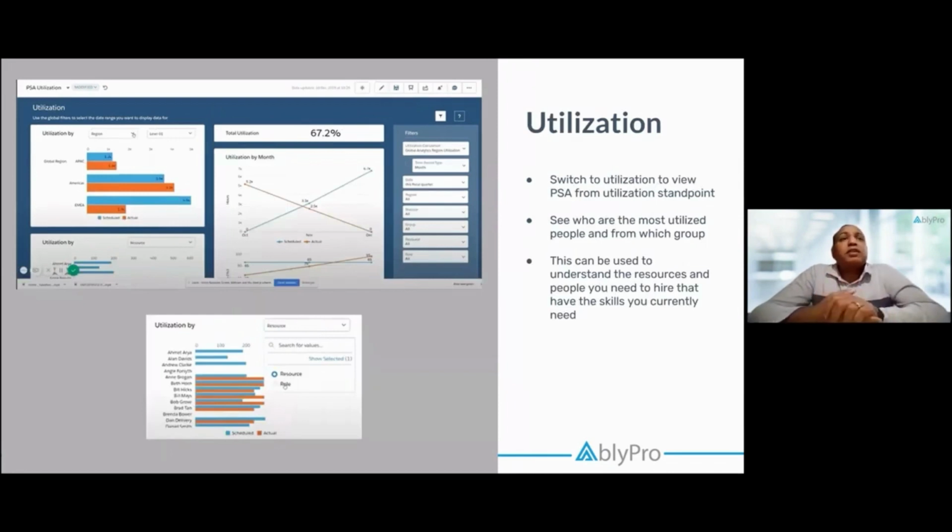Similarly, it's a utilization KPI, right? So you can see utilization based on regions, which regions are actually utilizing more resources than scheduled, right? And so as you can see, Americas is basically utilizing more resources than it was scheduled. EMEA region is actually not utilizing so many resources, so maybe you can move the resources from this region to Americas, right? So this is one of the strategies that instantly comes to your mind when you see these dashboards.